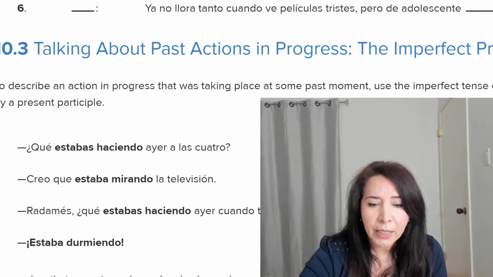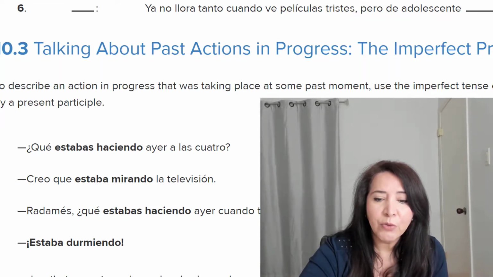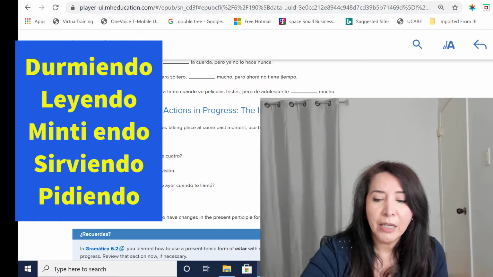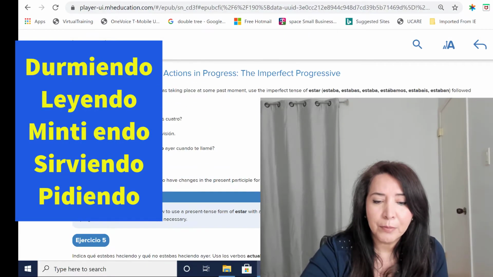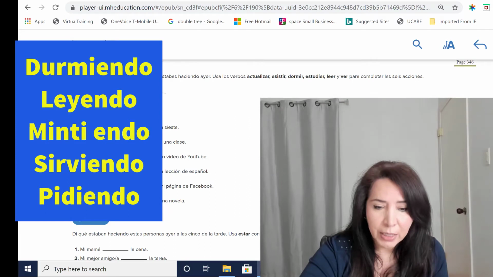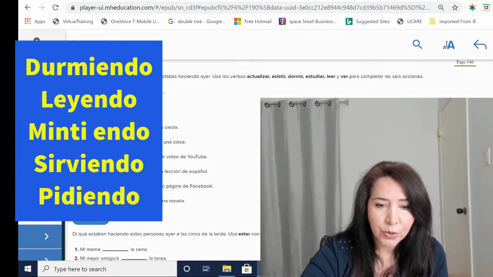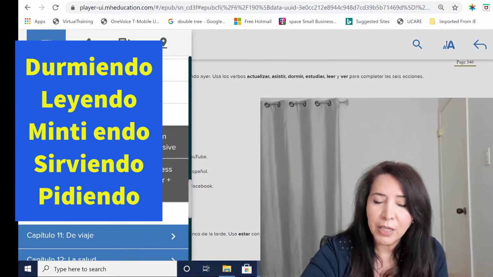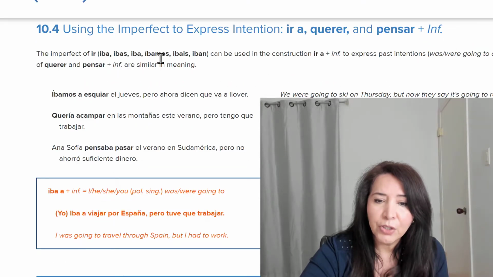Now, let's see. Some of them are irregular and they have changes in the participle. This progressive, the one that ends in ando, yendo, is called a participle. And they give you some here. Okay? You should know those. All right. Then let's move on to the last part of the grammar here, using the imperfect to express intention.